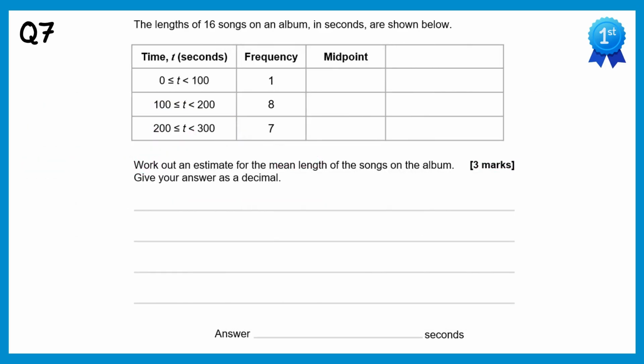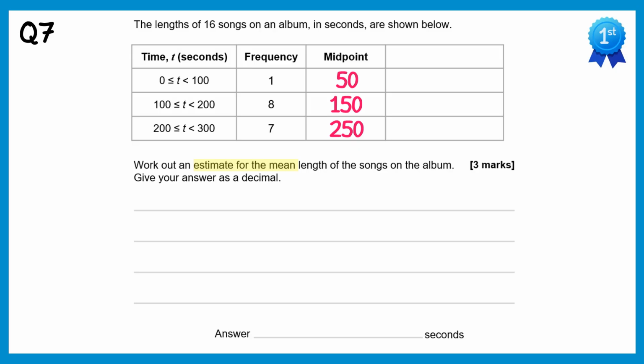For this question, we need to work out an estimate for the mean length of a song. We're going to start by filling in the midpoint column. So looking at the first group of times from 0 to 100 seconds, the midpoint of that is 50. The next group from 100 to 200, the midpoint of that is 150. And then the final group from 200 to 300, the midpoint is 250.